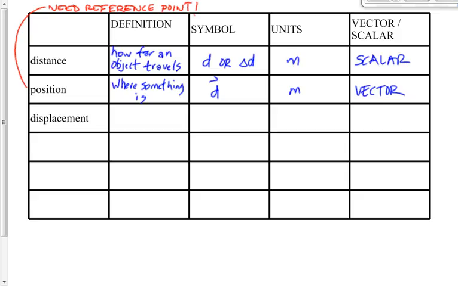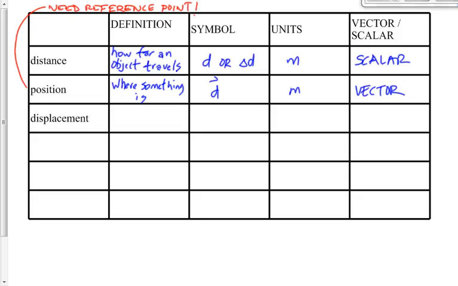When we're defining the position, we need a reference point. Otherwise, it doesn't do any good to tell us we're 40 kilometers south of, 40 kilometers south of what? We need a reference point to describe fully our position. So it's a vector, we need a direction, but we also need that reference point.